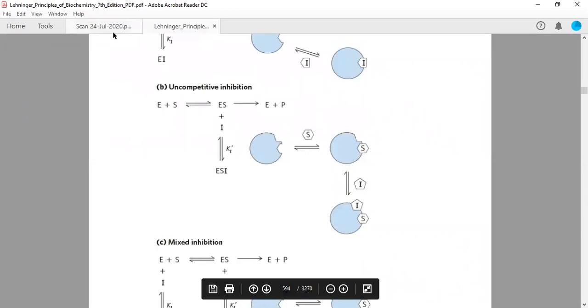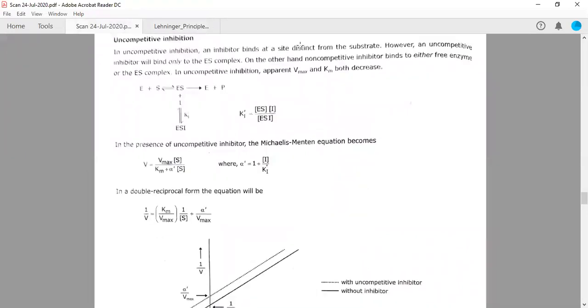Fine, then we will move back to Pathfinder. However, an uncompetitive inhibitor will bind only to the enzyme substrate complex. We have discussed this. On the other hand, a non-competitive inhibitor binds to either the free enzyme or the complex. This also we have discussed. So here, what is the major thing you need to note? Here, in the inhibition, the Vmax will change and Km will also change, and both will decrease as in the case of mixed non-competitive inhibition.